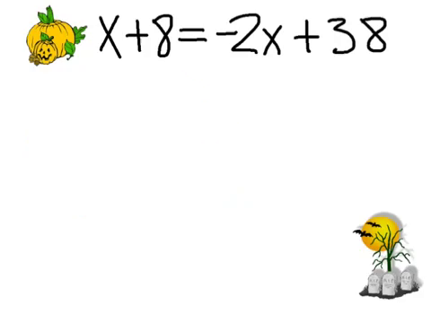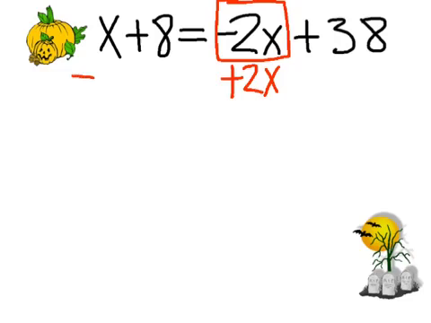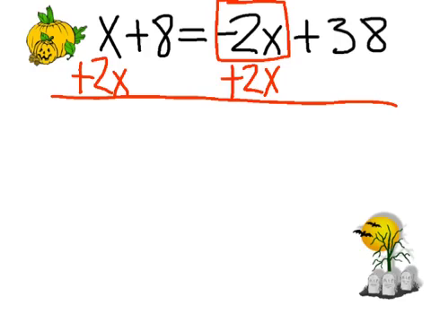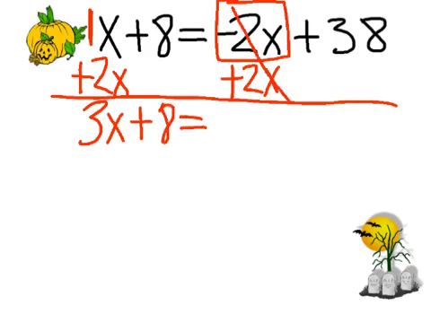Example 1. What we want to do is to get our x's on one side and we want our numbers on one side. So the first thing we want to do is get our negative 2x on the left side, which means we want to add 2x to both sides. It's a minus 2x, so we're adding 2x. When we do that, whenever we see an x, what's the number that's in front of an x? If it's just x, what's the coefficient? 1, right. So we have 1x plus 2x. That'll be 3x plus 8. On the right side, negative 2x plus 2x is just 0, so we're left with our positive 38.